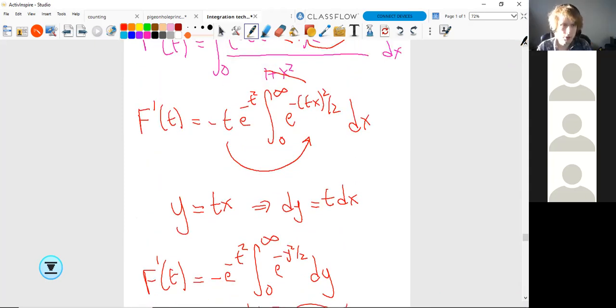Yeah, so in the polar coordinates proof of this integral, we also ended up computing actually the square of the integral first.